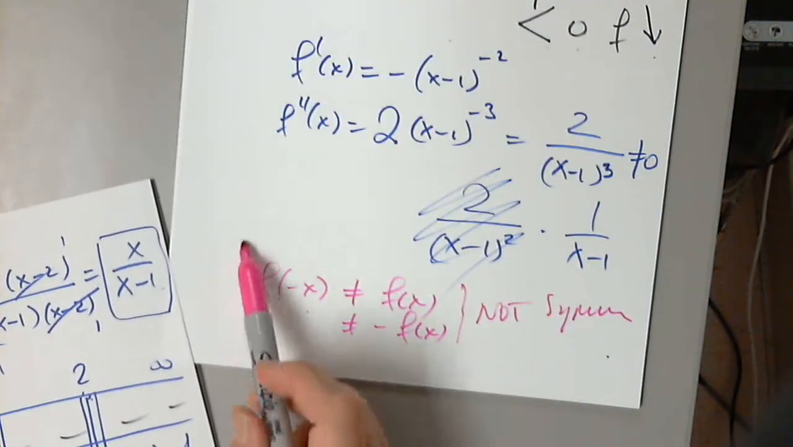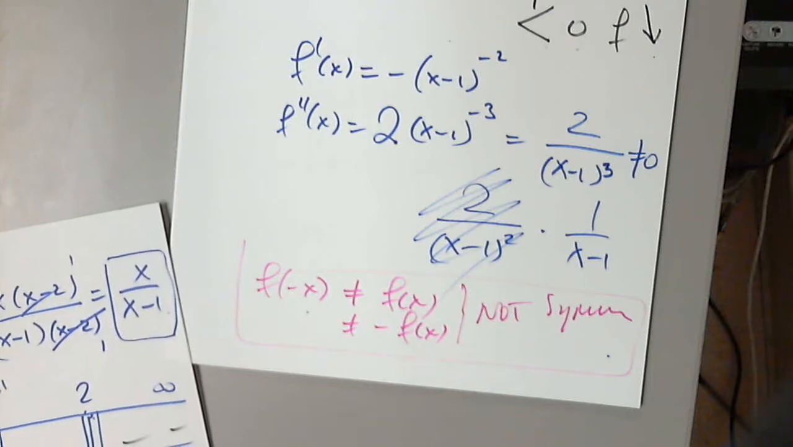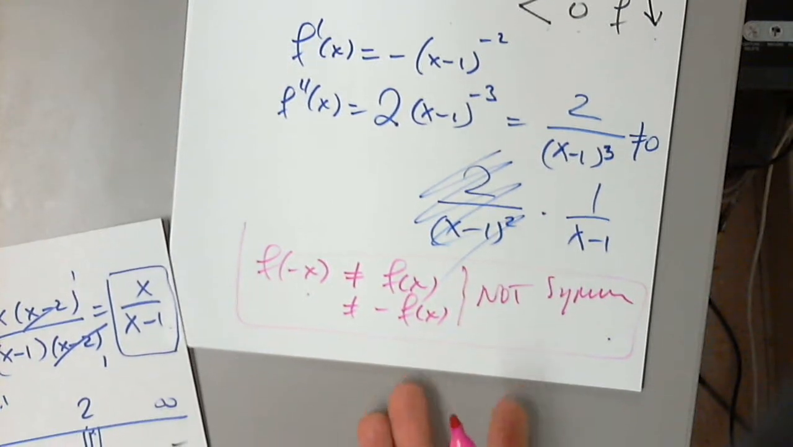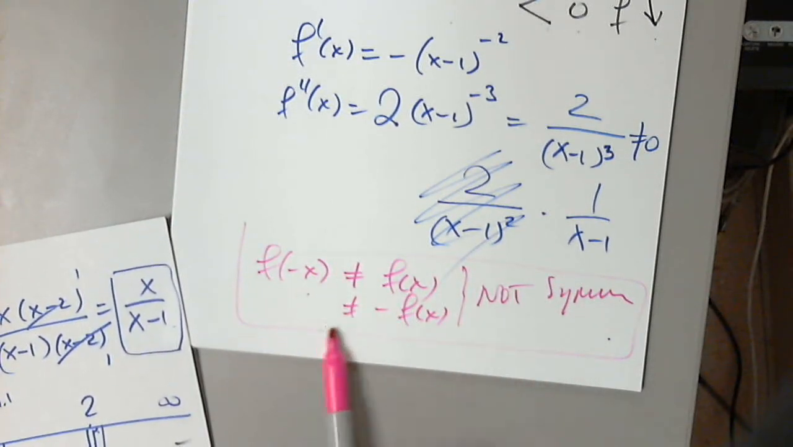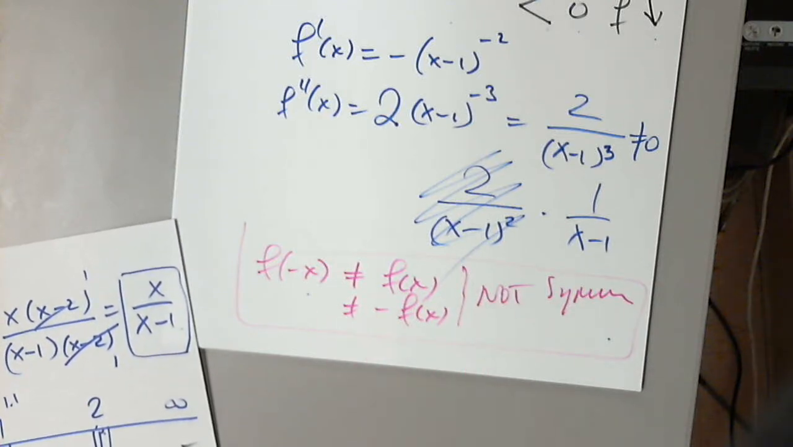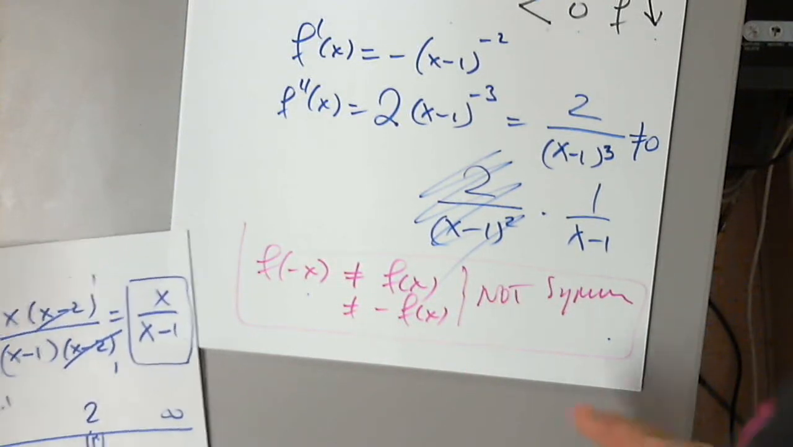So that's why I cut it short and I wrote this, so someone who grades this understands that I know what I'm talking about. It's not symmetric and I didn't really have to go through all the steps.